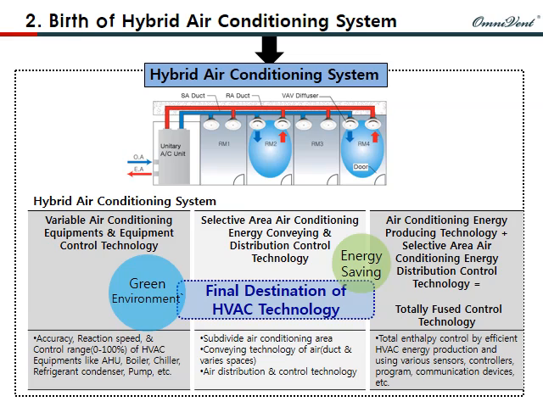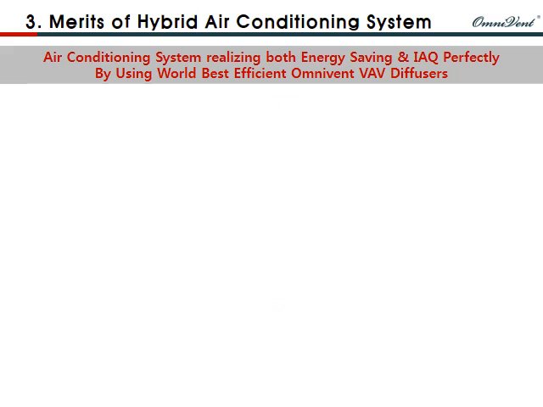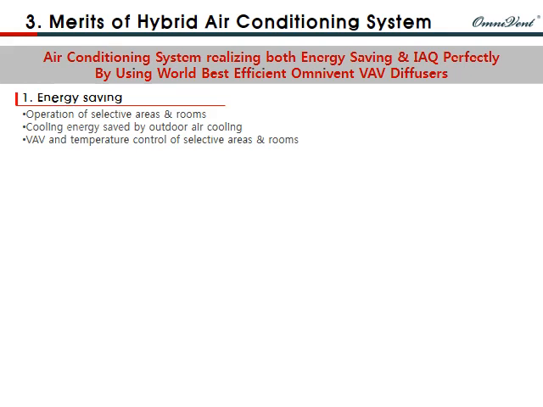This combined technology will present us with innovative energy saving along with providing the best and most ideal comfort, which could be the most fully realized green technology that the world has desired to date. The main advantages and benefits of the hybrid air conditioning system are: 1. Ample energy saving is possible due to exclusive operation in user-selected areas and rooms, along with independent VAV and temperature control in selected areas and rooms. Furthermore, outdoor air cooling is possible.